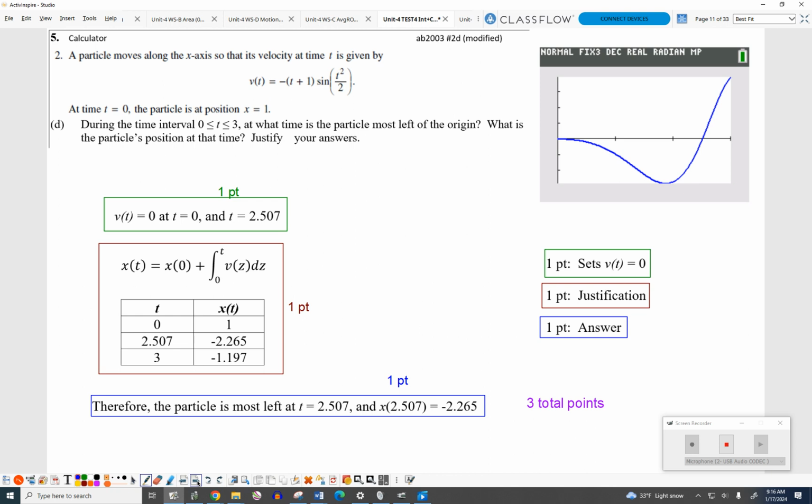So the red's candidates chart, right? Two things here in the red: the candidates chart and the formula that you're using to create the candidates chart. They're both required to get the red point.